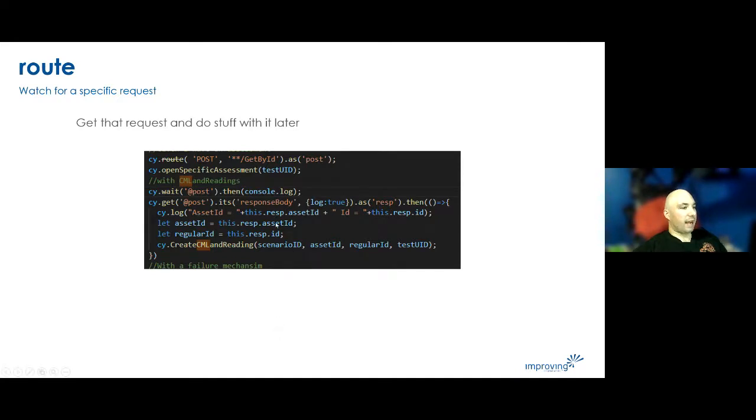I need to get this asset ID and the response ID, which I just call regular ID, to make it more distinguished, because I need both of those in create CML reading.